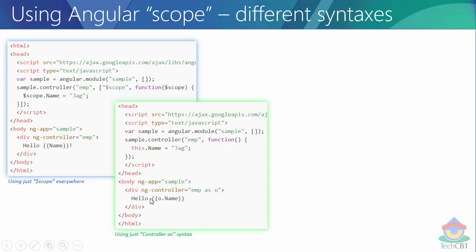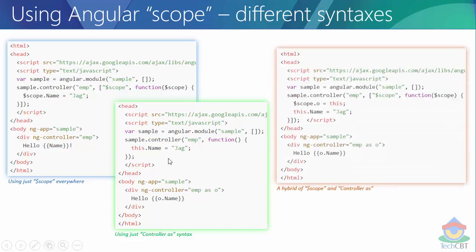So I personally prefer either this way or this way. At the same time, I'm more passionate towards this one, but it is up to you. Either you can use this or this. But at the same time, you will also see some examples which go in this direction, which is nothing but you are going to use both $scope and also as wo, which is nothing but a hybrid syntax. So you can use any of these three methods to really have scope working.